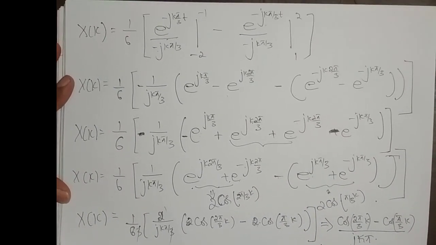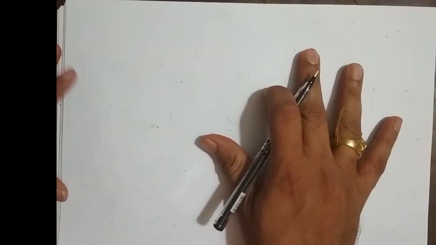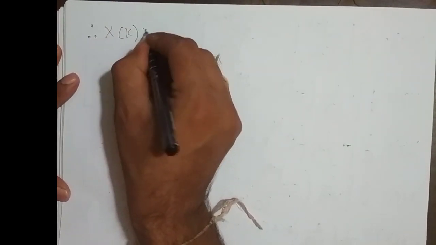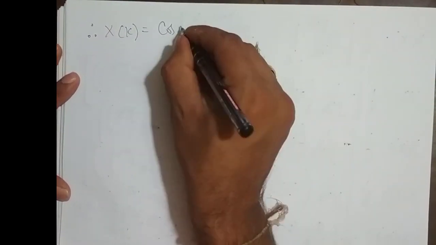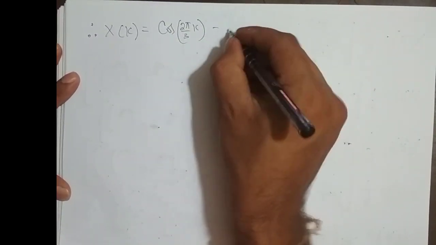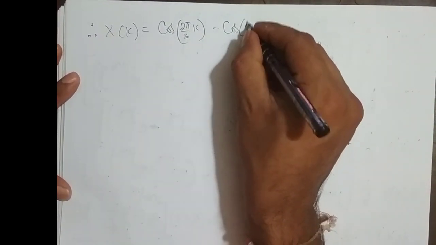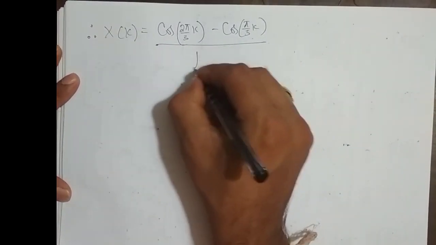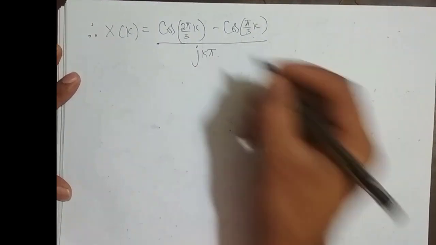Okay, so this is the simplified equation which I'll write in a new page. So therefore x of k is equal to cos of 2 pi by 3 times k minus cos of pi by 3 times k whole divided by j k pi.